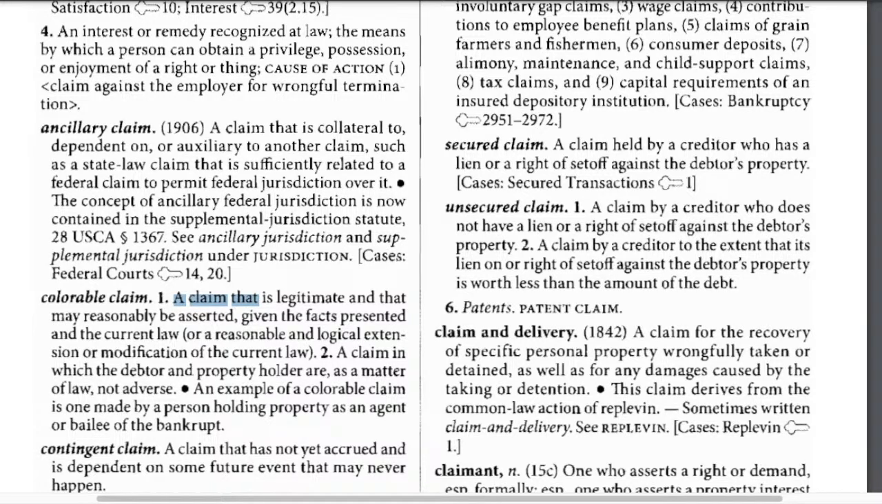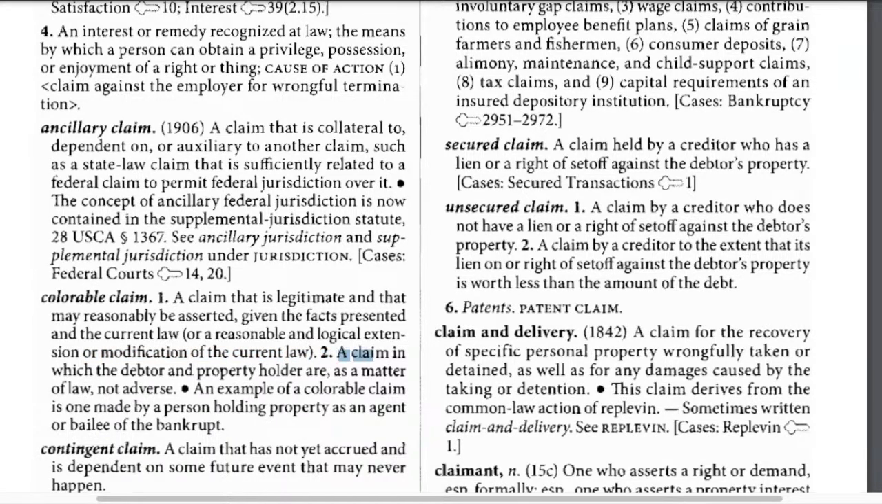A colorable claim is a claim that is legitimate and that may reasonably be asserted given the facts presented and the current law, or a reasonable and logical extension or modification of the current law. Wow, now that's kind of a colorable claim. Legitimate, it may reasonably be asserted given the facts presented and the current law, or reasonable and logical extension or modification of the current law. Let's continue on this colorable claim.